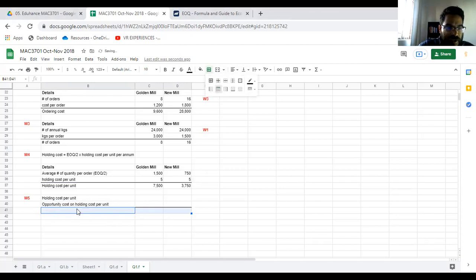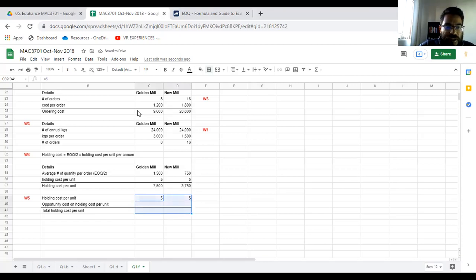This will give us total holding cost per unit. Now we know the holding cost is 5 Rand. We know that, so there's nothing complex on that. They told us.